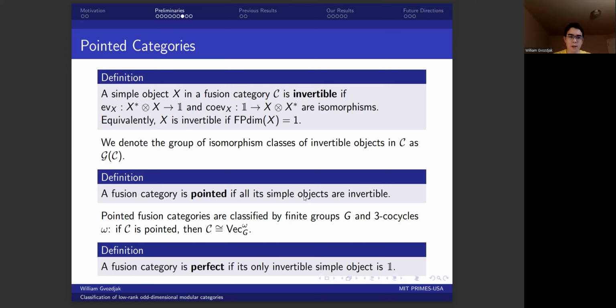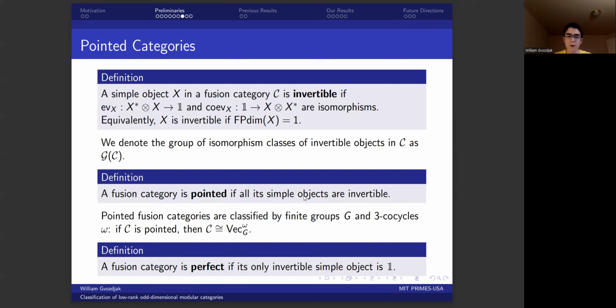And as I said earlier, this is equivalent to saying that X is invertible if and only if its Frobenius pair dimension is 1. This is really nice, because if we have the Frobenius pair dimensions of all of the simple objects inside of our fusion category, then we can immediately tell which of those simple objects are invertible, just by looking at whether their FPDIMs are 1 or not. We denote the group of isomorphism classes of the invertible objects in C as G of C. And it's not hard to check that this is actually a group, that it satisfies the group axioms.